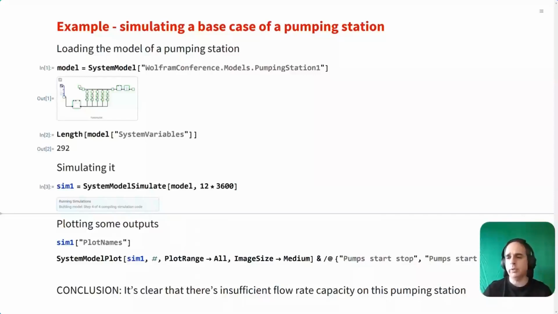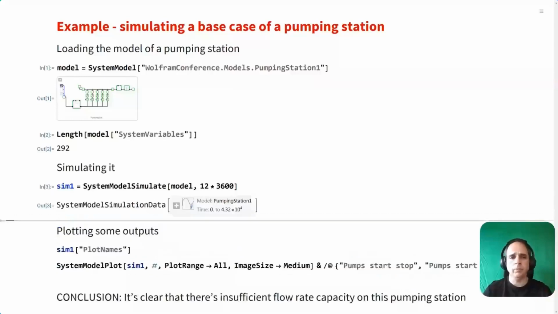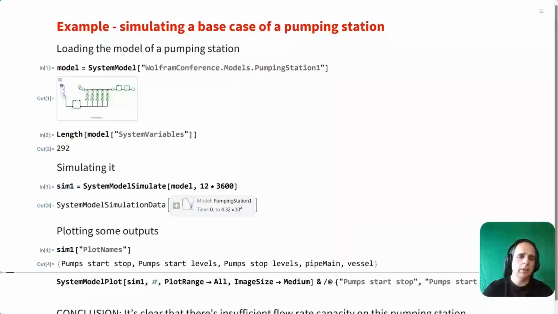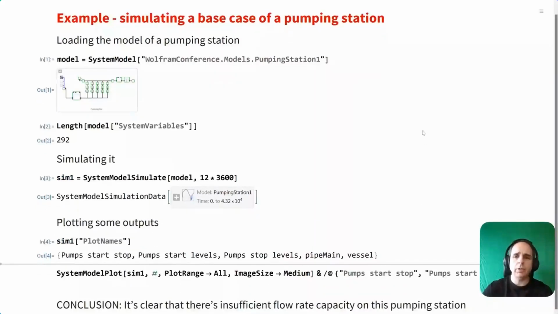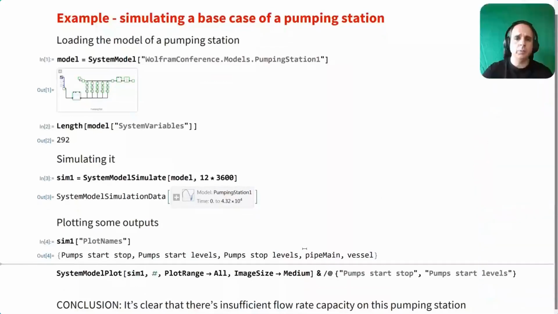And how it works is that typically a pumping station has different start and stop levels, and depending on the level, it starts one extra pump or it stops one pump from the ones that are running. So we have here the output. We have prepared a few plots from SystemModeler already, and we can actually plot them in a very streamlined way.